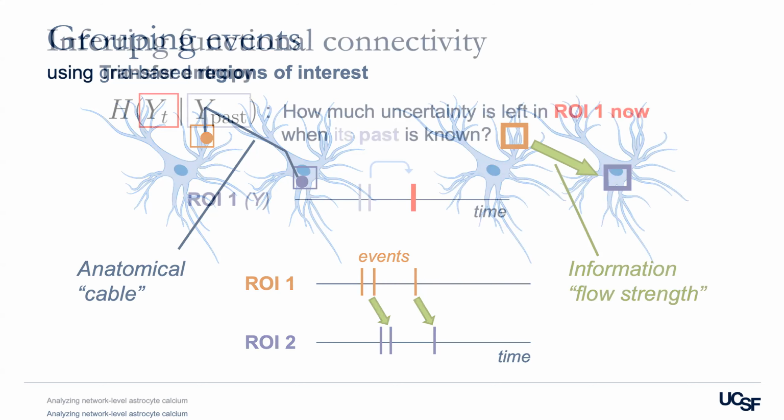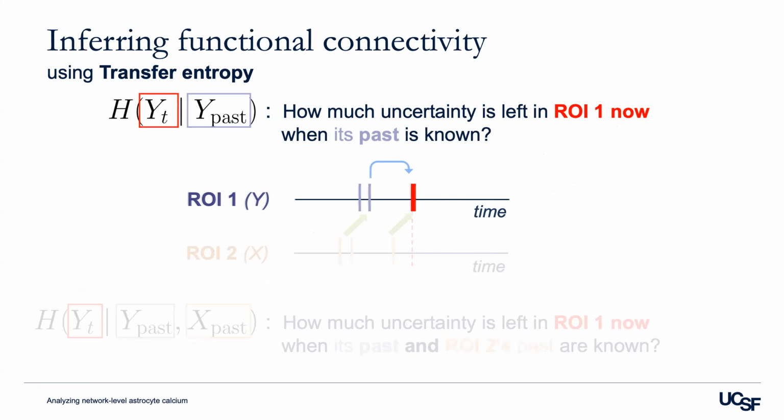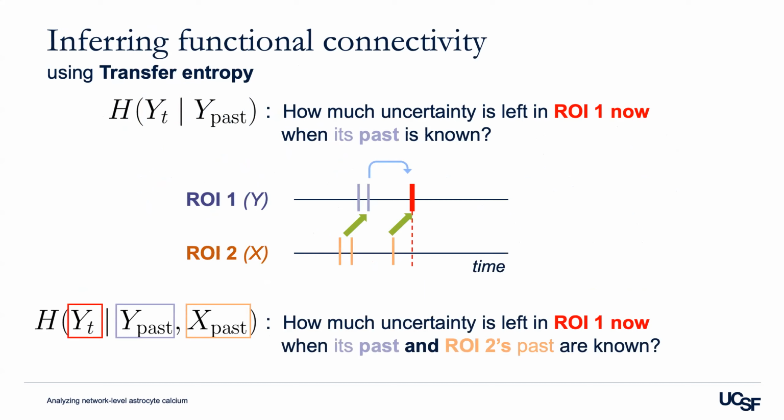The metric that we used in this particular case to infer this connectivity was transfer entropy. Transfer entropy is based on the principle that although there's a certain amount of intrinsic uncertainty in the behavior of one signal in one region of interest based on its own history, the uncertainty can actually be reduced if we have knowledge of a second region of interest's behavior in the past, as long as there is some type of reliable timing relationship between those 2 signals.